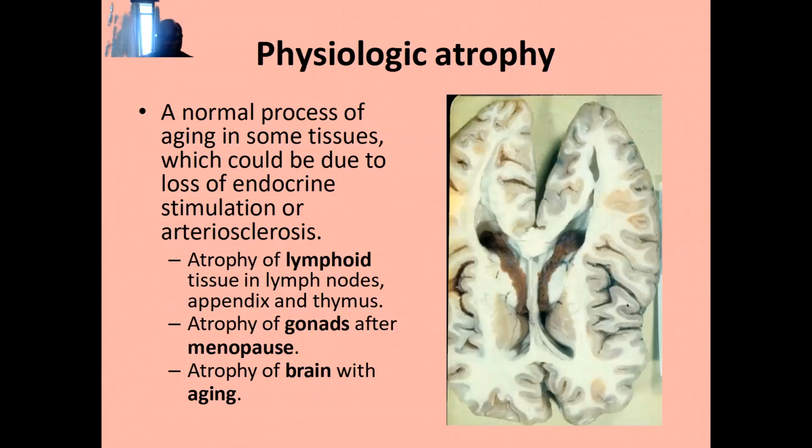Sometimes, in recent years, it has also been called type 3 diabetes. Now, then there is atrophy of the lymphoid tissues in the lymph nodes, appendix, and thymus. Then atrophy of the gonads in menopause. That means the woman will stop having the secondary characteristics like menstruation, the menopause, all those types of things.